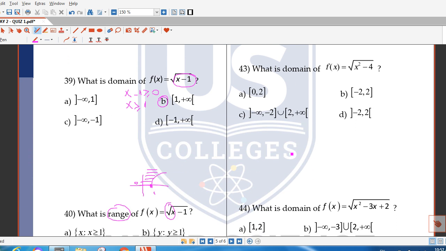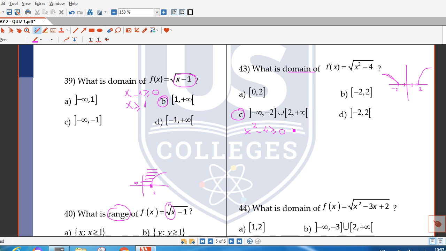Now the order is different. x squared comes first, then the number. But I cannot say it is a semicircle. It is actually a hyperbola. Its graph will be like this. So the domain is going to be from -infinity to -2, union from 2 to +infinity, or you may take the inside expression, which should be greater than or equal to 0.